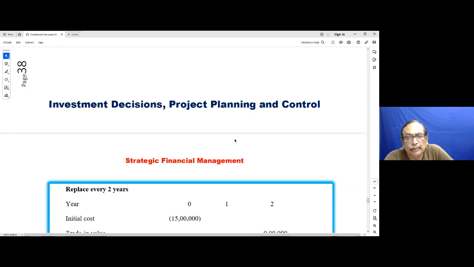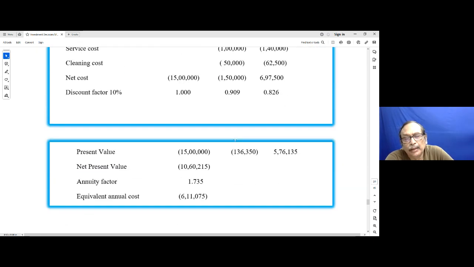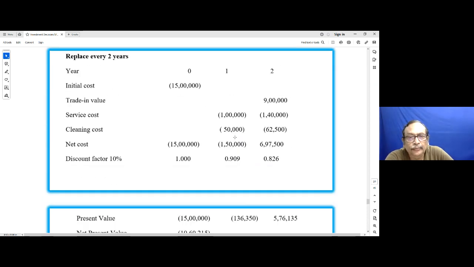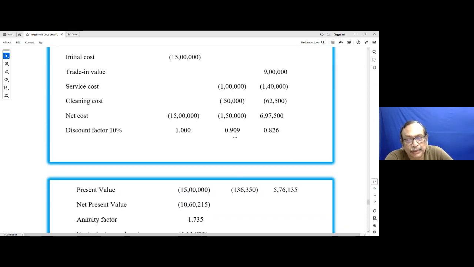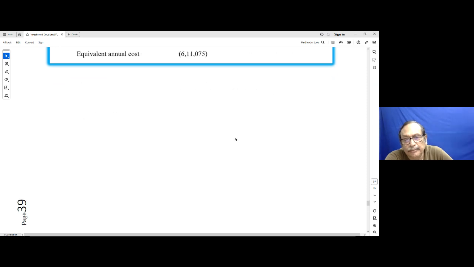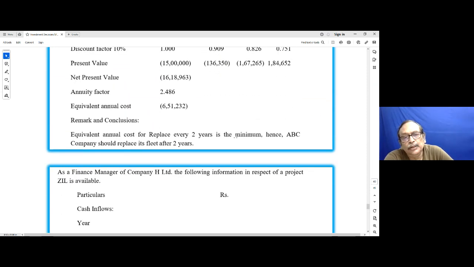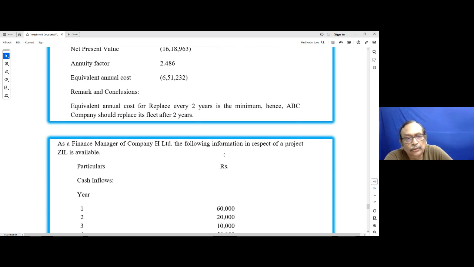So equivalent annual cost is minimum when it is replaced at the end of every 2 years. That's the remark we are writing. Equivalent annual cost for replacement every 2 years is the minimum. Hence, ABC company should replace its fleet after 2 years.